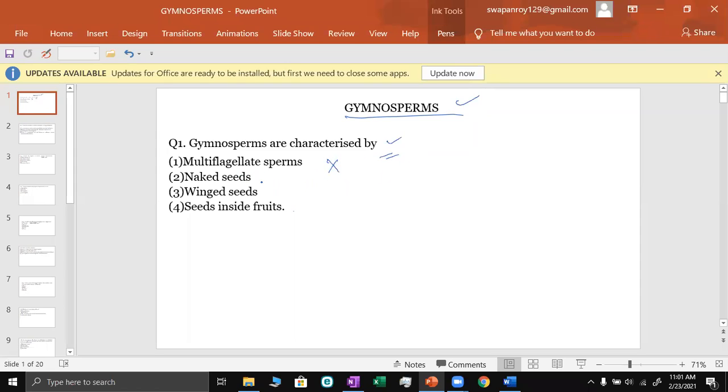Naked seed is the characteristic of gymnosperms. So gymnosperms are the naked seeded plants. Winged seed: this is not in all.